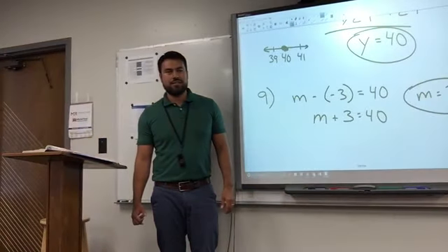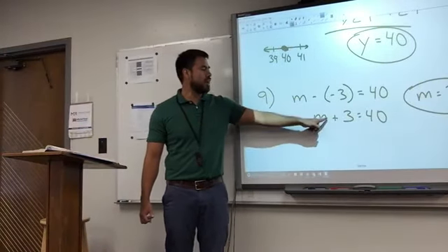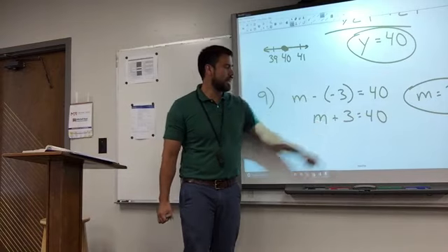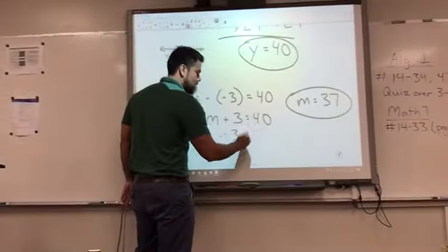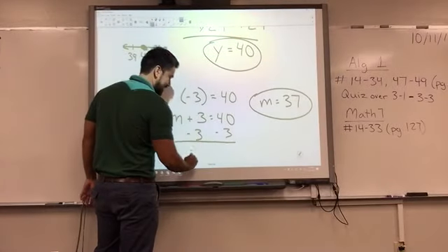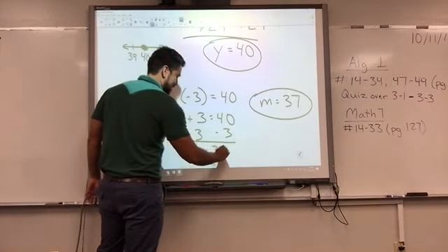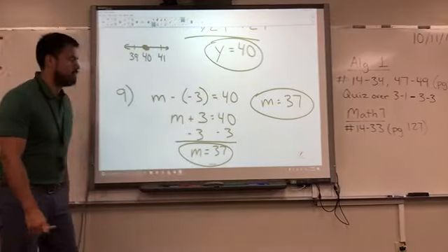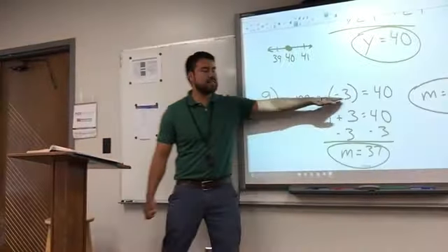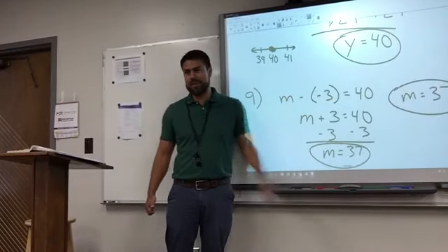Well, look at the variable. What's happening to the variable? It's being added with 3. So what should I do? Subtracting 3. And that's how you get that one. So change it to addition if it's really complicated subtraction.